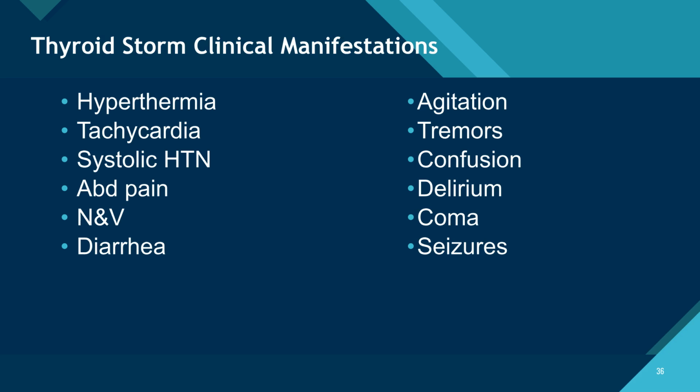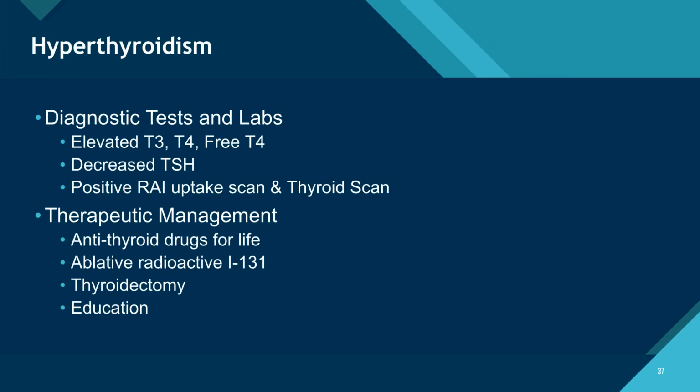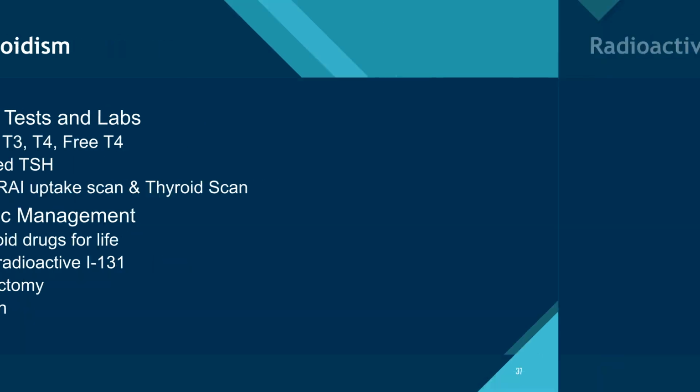Treatment includes anti-thyroid medications, an external cooling blanket, and acetaminophen. Avoid aspirin. Close monitoring of cardiovascular and respiratory status is essential. Clinical manifestations of thyroid storm include hyperthermia, tachycardia, systolic hypertension, abdominal pain, nausea, vomiting, and diarrhea. Also look for agitation, tremors, confusion, delirium, coma, and seizures.